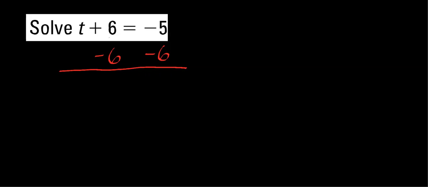This positive 6 and this negative 6 are going to cancel each other out. The only thing that I'm left with is this t, so I'm just going to bring this down. And notice that that is on the left-hand side of the equation. So I'm going to bring my equal sign straight down. And now I have negative 5 minus 6. So be careful here with working with the negatives. Negative 5 take away 6.